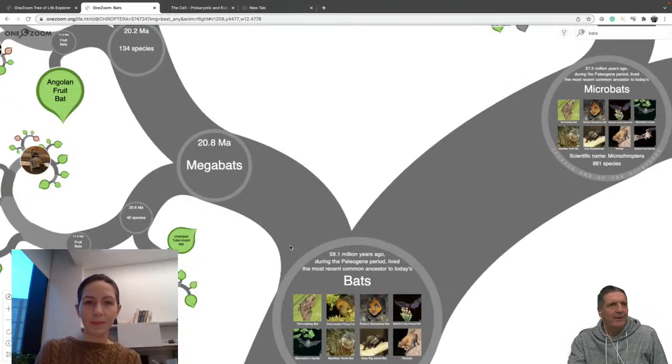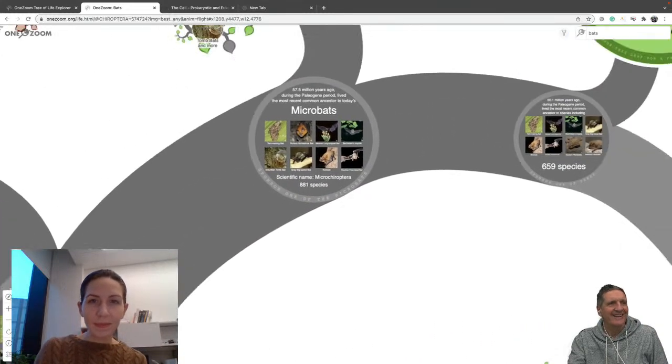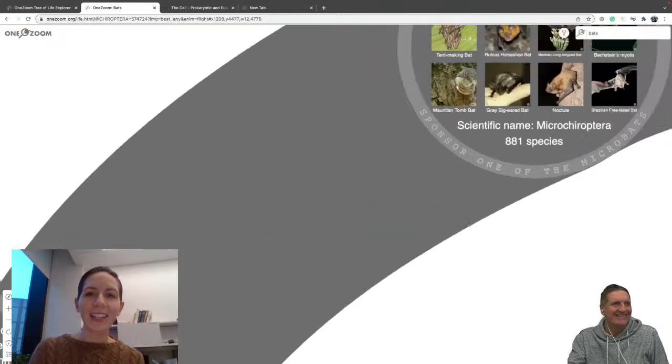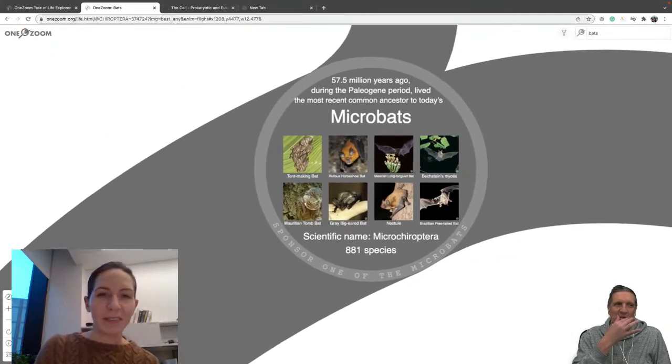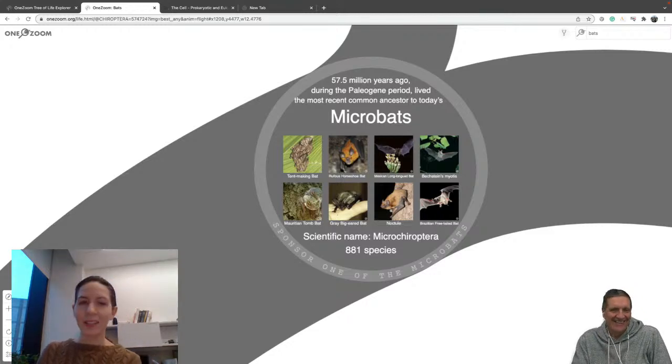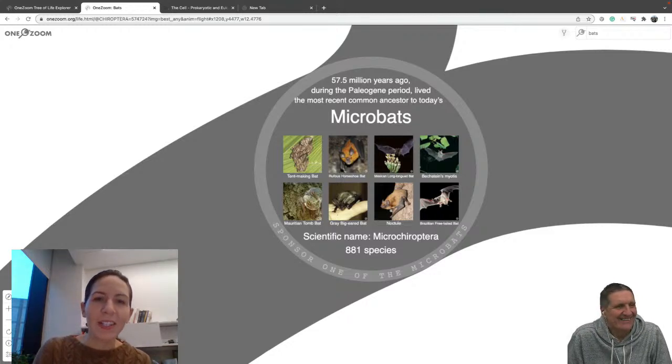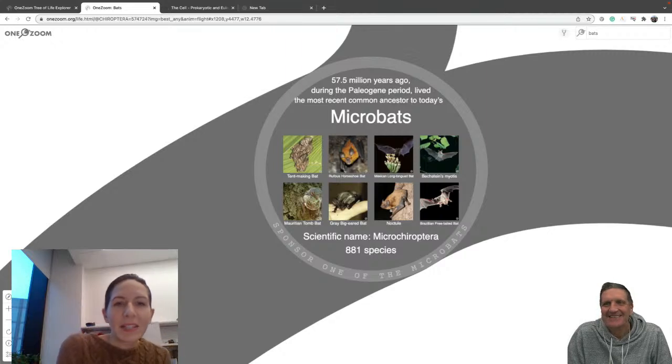So those are the megabats, and then we have the microbats. Yay, this is getting into what I study. Okay, that's your field. Actually, we can try to find what I look at. Let's find the main species I study.